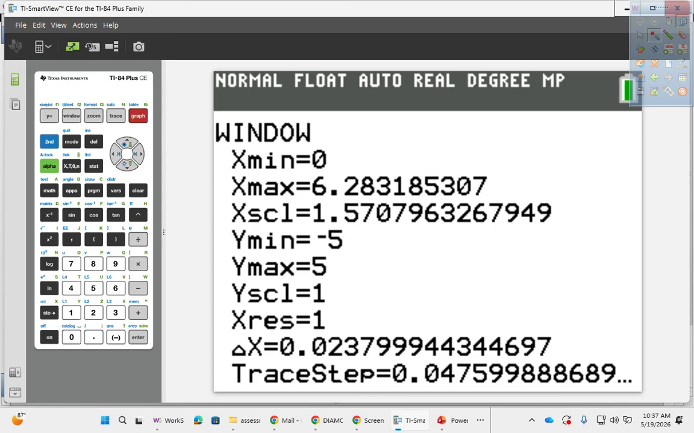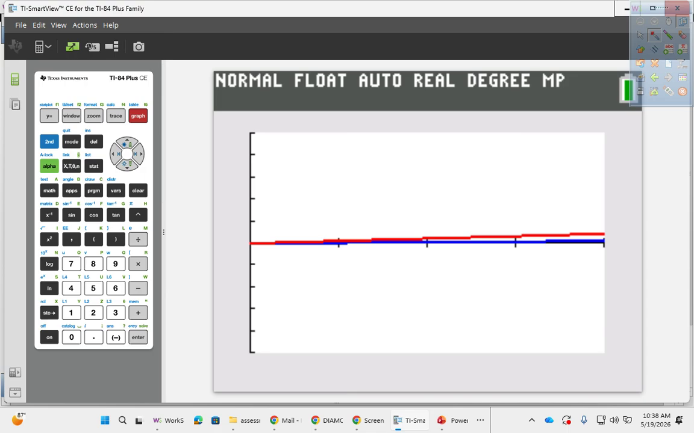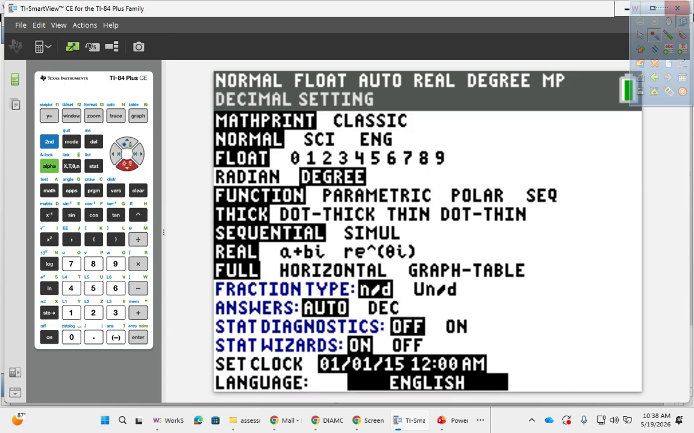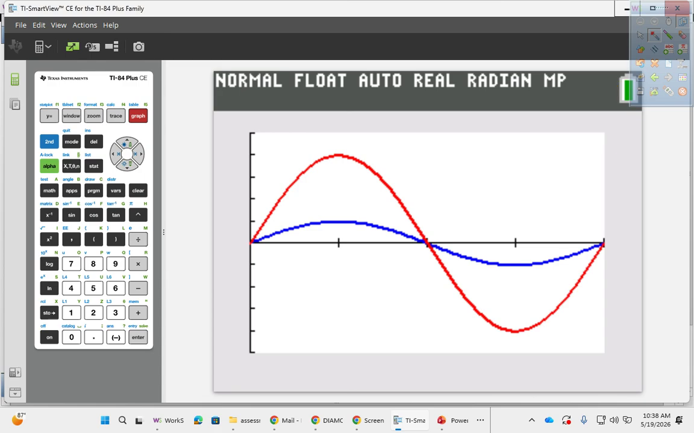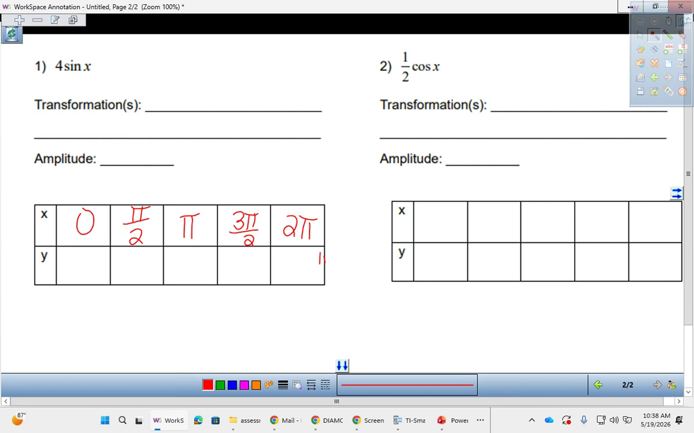All right, so what you're going to see here, did I not change it to radian? No, I changed it to degree. All right, so what you'll see here in blue is the sine, and in red is 4 sine. So the red gets taller, and we call that a stretch. Okay, so you don't have to memorize that. You can see it in the calculator if you want. But if the number in front is greater than 1, it's going to be a stretch. And if the number in front is less than 1, it's a fraction, it's going to be a compress.